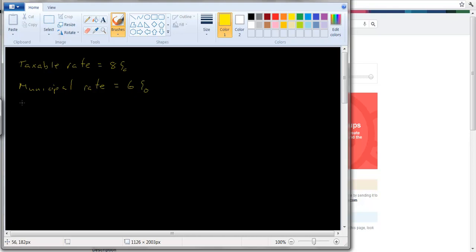So let's say the tax rate equals 40%. How do we figure out how much you get to keep? What's your after-tax return here, or after-tax yield? Well, your after-tax yield is going to equal the taxable rate times 1 minus the tax rate.